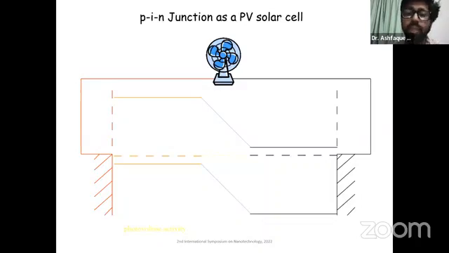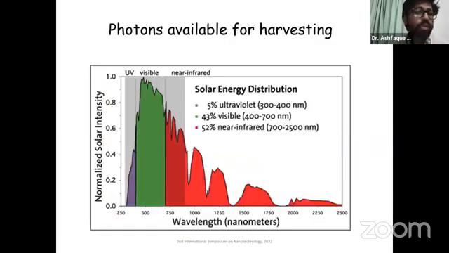So the band gap stays the same. And since the band gap is staying the same, it actually absorbs the same exact range of energy. And we know that the photons available from the sun can be of different energies. We can see from this slide that only 5% is ultraviolet, 43% in the visible range, and 52% is in the near infrared.